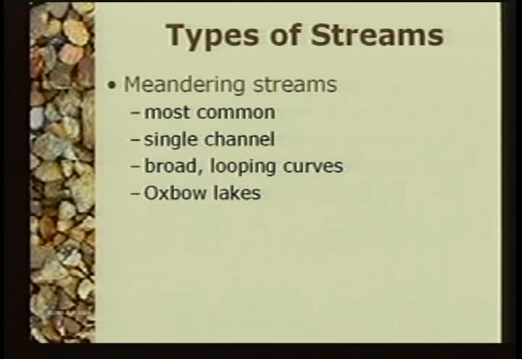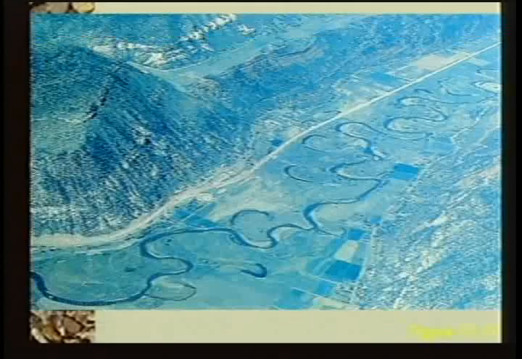What about meandering streams? Well, chances are this is the type of stream you think about when you hear the word river or stream. These are the most common. They have a single channel, and the river travels in very, very broad looping curves. The river is not static. It will erode on the outside of its channel and it will deposit on the inside of its channel, and therefore the river will migrate across its floodplain and oxbow lakes typically form. Well, what are those? Let's take a look.